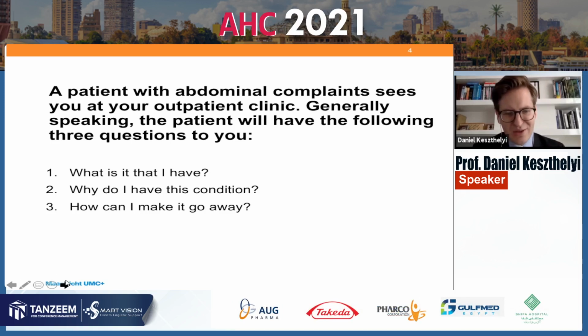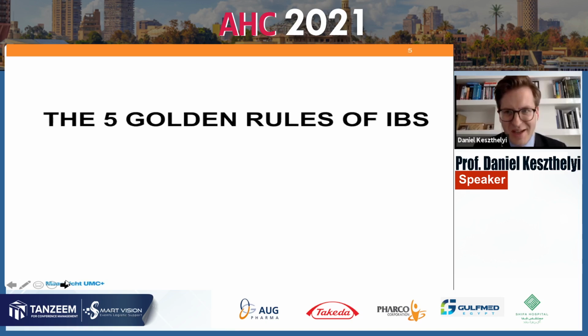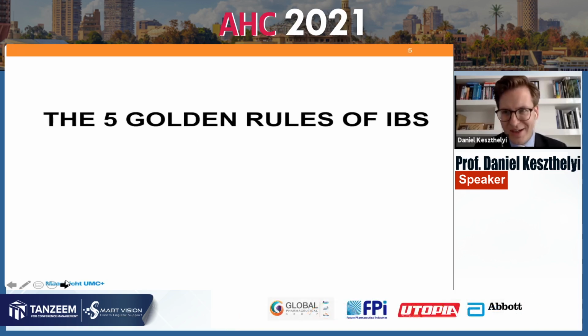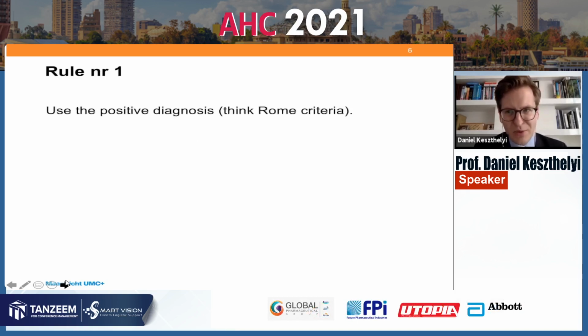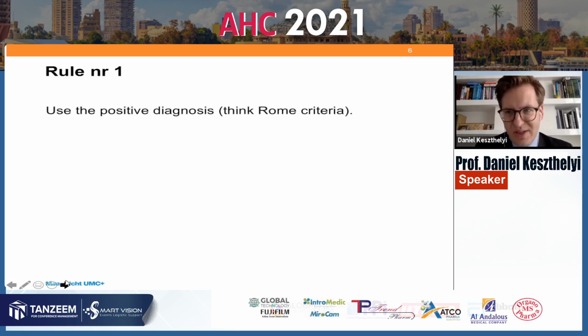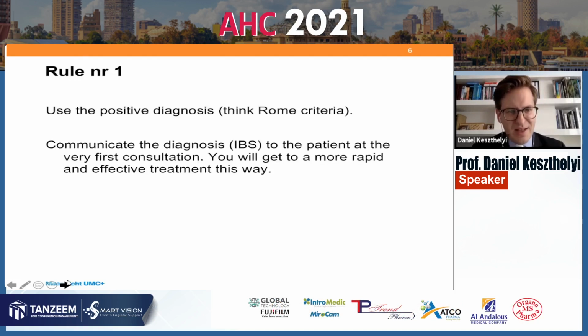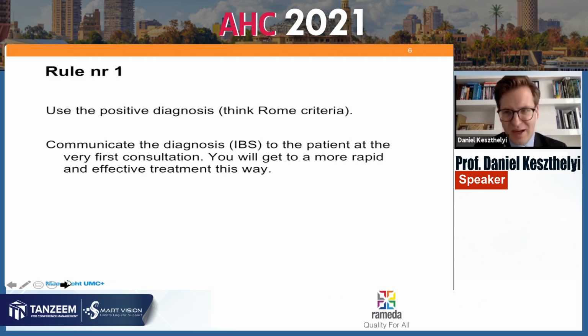So in order to give this kind of a framework, I've come up with a set of simple rules, so to speak, based on the prototype of functional GI disorders, which is obviously IBS. And I've called these the 5 golden rules of IBS that I'd like to share with you right now. So rule number 1 is, and probably most importantly, to use the positive diagnosis. So the positive diagnosis, by that I mean the Rome criteria. And it's very important to communicate this diagnosis, in this case, the IBS, to the patient at the very first consultation.